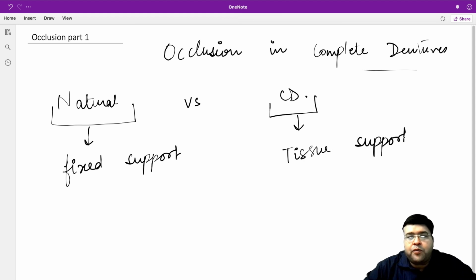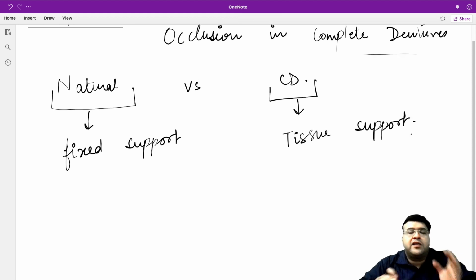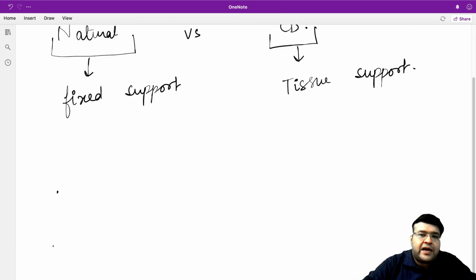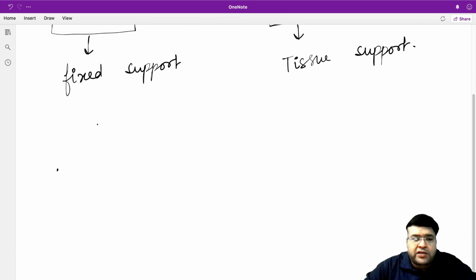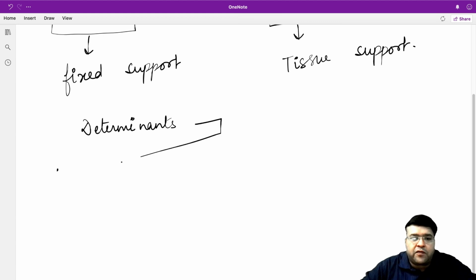And that tissue support is not fixed. That means whatever principles we are utilizing in the natural dentition, when you're doing crowns, bridges, implants, all those concepts and formulae are not applicable when you're talking about a complete denture, right? So what we need to understand is that when you deal with occlusion in complete dentures, there are a few determinants of occlusion, right?